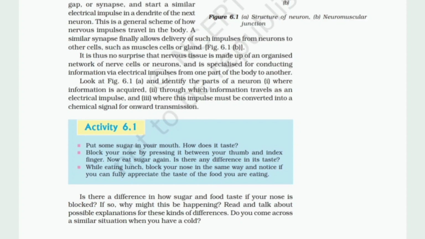Activity 6.1. Put some sugar in your mouth. How does it taste? Block your nose by pressing it between your thumb and index finger. Now eat sugar again. Is there any difference in its taste? While eating lunch, block your nose in the same way and notice if you can fully appreciate the taste of the food you are eating. Is there a difference in how sugar and food taste if your nose is blocked? If so, why might this be happening? Read and talk about possible explanations for these kinds of differences.